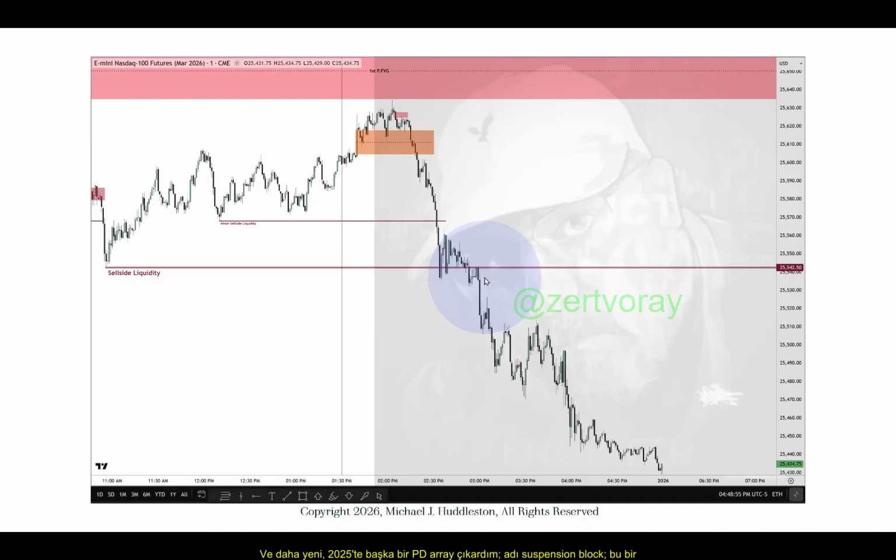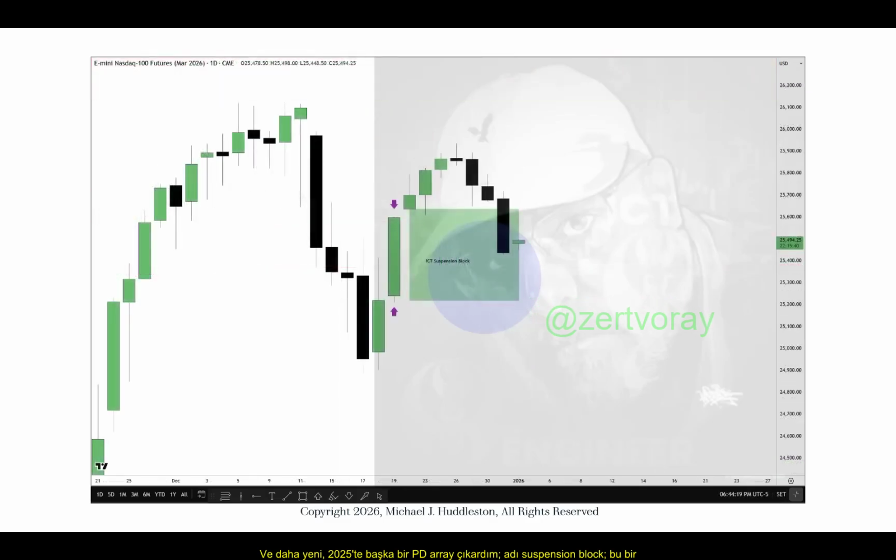So how will we use that information? What are we looking for? Oh, here's the daily chart. And I just recently, in 2025, released another PD array. It's the suspension block. It's an inefficiency.